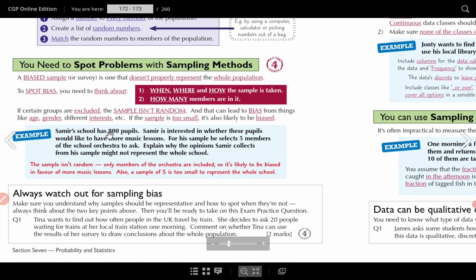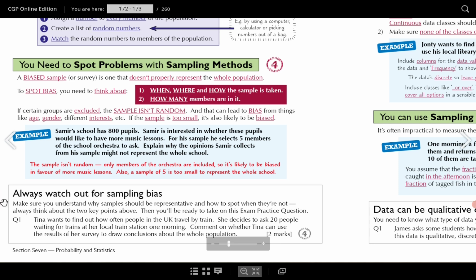Samir's school has 8,000 pupils. Samir is interested in whether these pupils would like to have more music lessons. So for his sample, he selects 5 members of the school orchestra to ask. Explain why the opinions Samir collects from this sample might not represent the whole school.